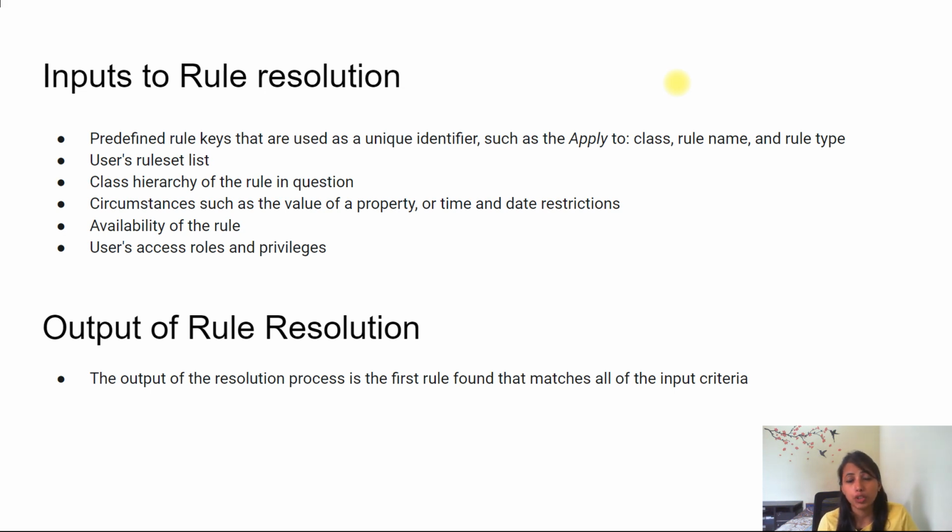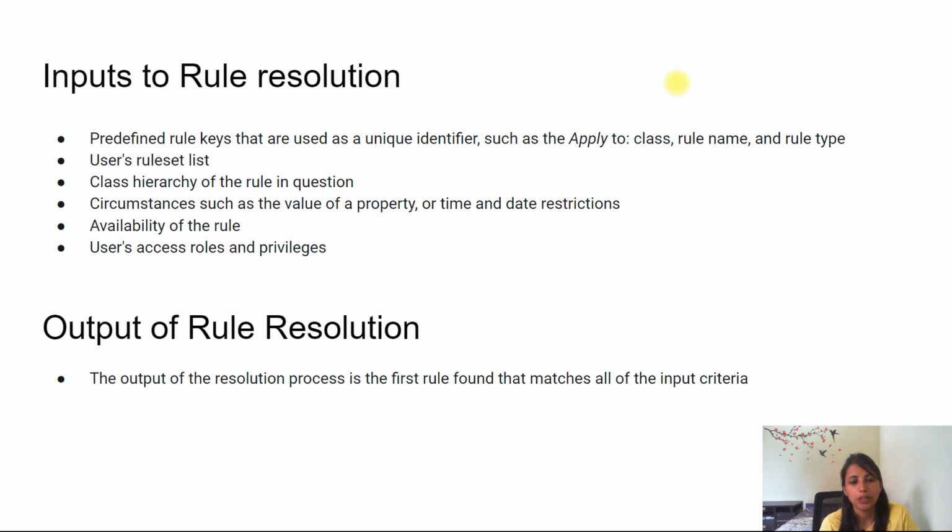Then the availability of the rule, which I talked about in my previous video: whether the rule is available or it's withdrawn, blocked or whatever it is. We should know about that also. Then the user's access role and privileges. Basically, whether the user has the authority and the privileges to run that rule or not. Those also come as an input to the rule resolution. We should know about that.